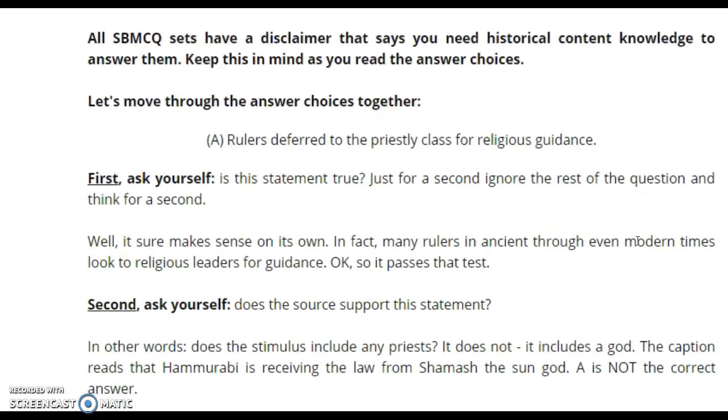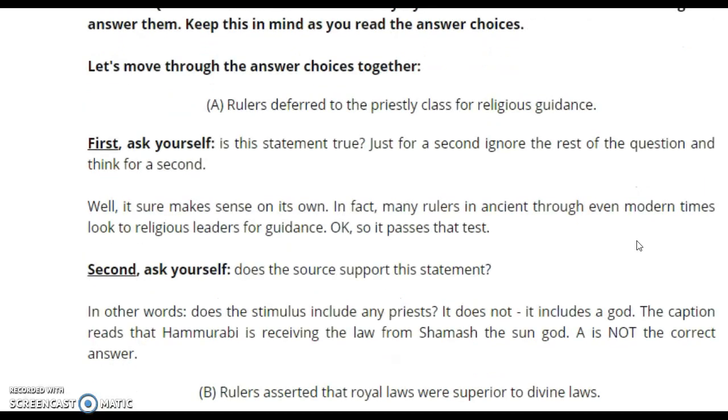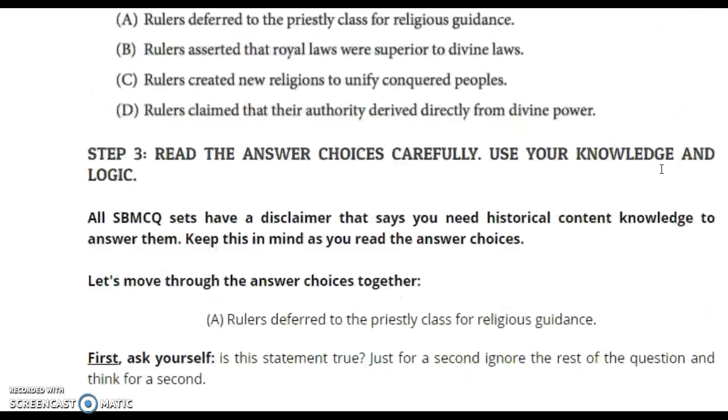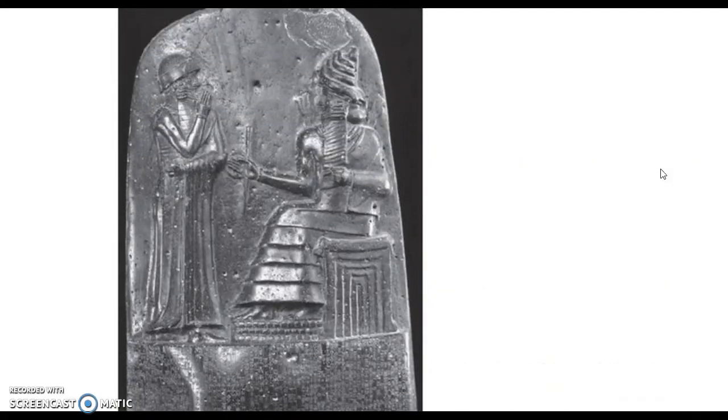Okay, so let's look through some of these options, the answer choices. When you're looking at the options, you first have to ask yourself, is this option even true? So ignore the rest of the question and look at it. Is this true? It may make sense on its own, but does it connect to the question? The next thing you're going to ask yourself is, does the source support this statement? In other words, does the stimulus include any priests? Are there any in this, because it says rulers defer to the priestly class for all religious guidance. There's the stimulus.